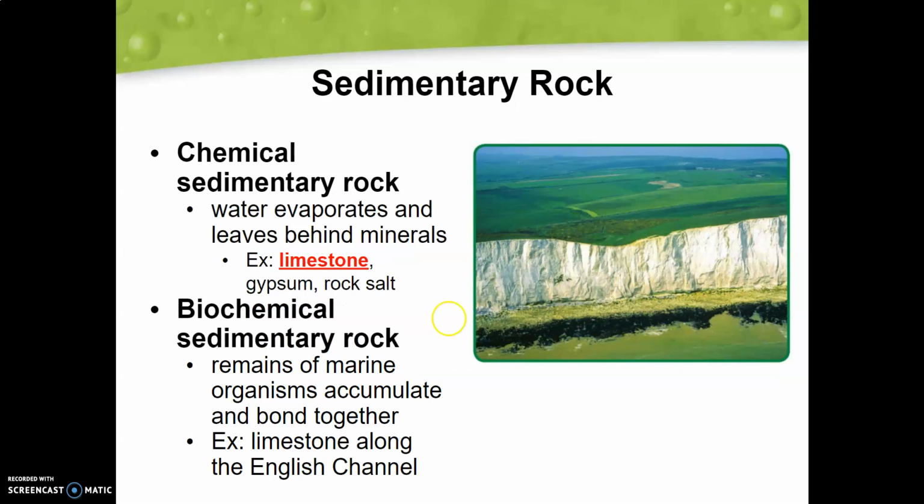Okay, and then we also have chemical and biochemical sedimentary rock. For chemical, water is evaporating and leaving behind minerals. That can be limestone, gypsum, rock salt. Over here on the right, this is an example of limestone. And specifically, this is actually biochemical sedimentary rock. It's this limestone along the English Channel. It's kind of cool looking.